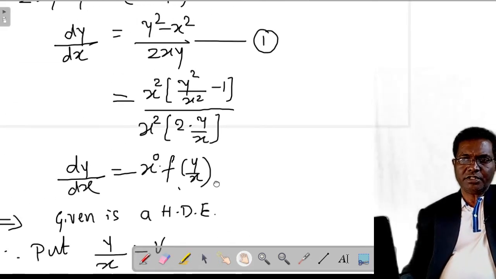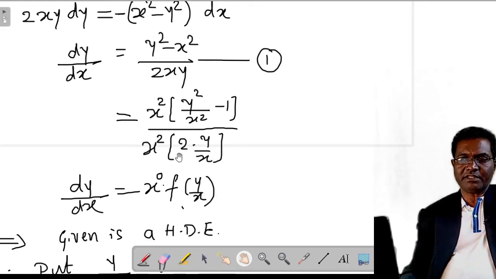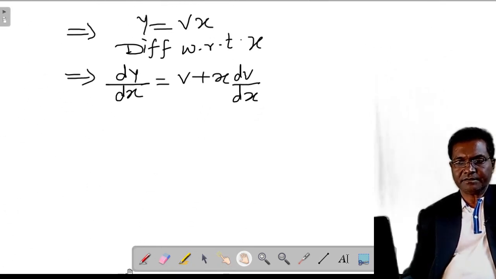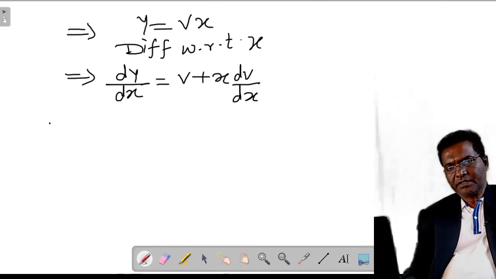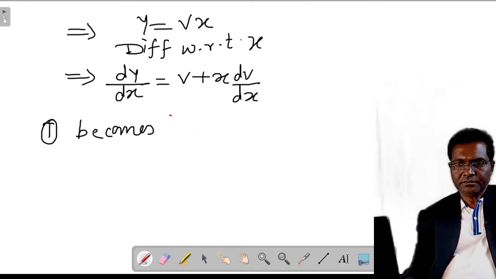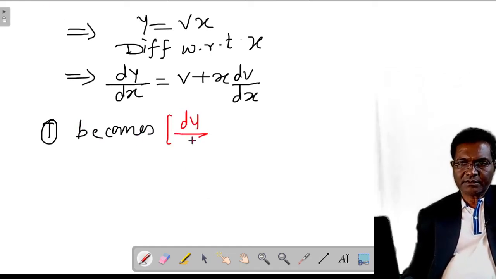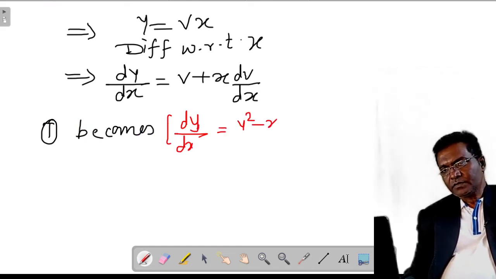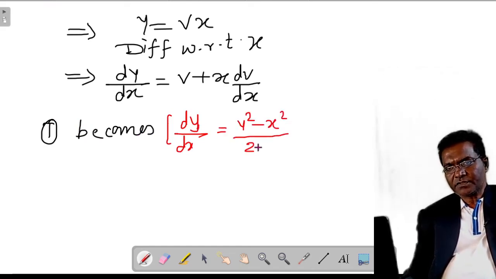Okay, substitute in this equation, y square minus x square by 2xy. So 1 becomes, what is your 1? Your 1 is this. Your 1 is this equation.